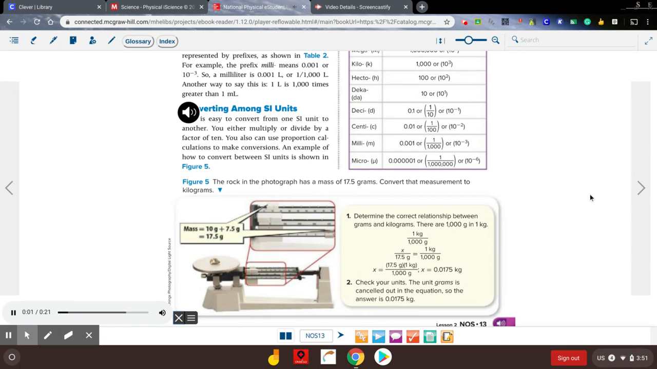Converting among SI units. It is easy to convert from one SI unit to another. You either multiply or divide by a factor of 10. You also can use proportion calculations to make conversions. An example of how to convert between SI units is shown in Figure 5.